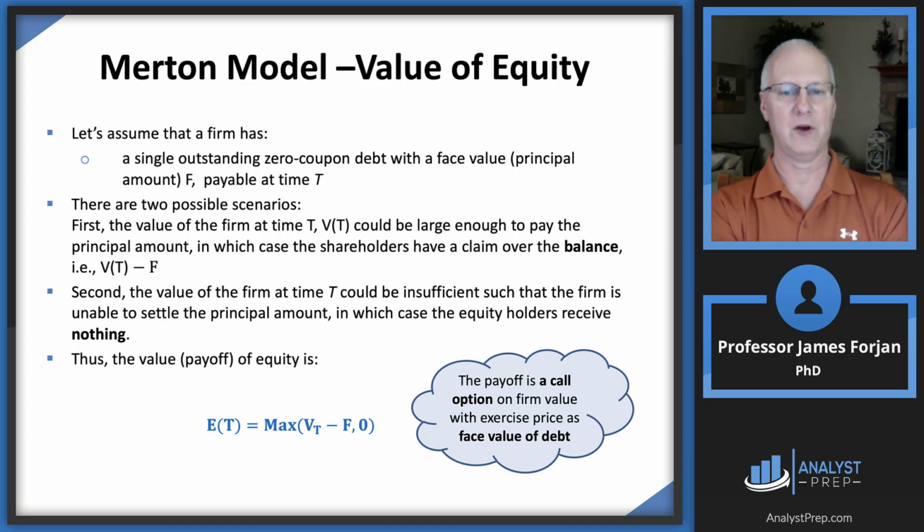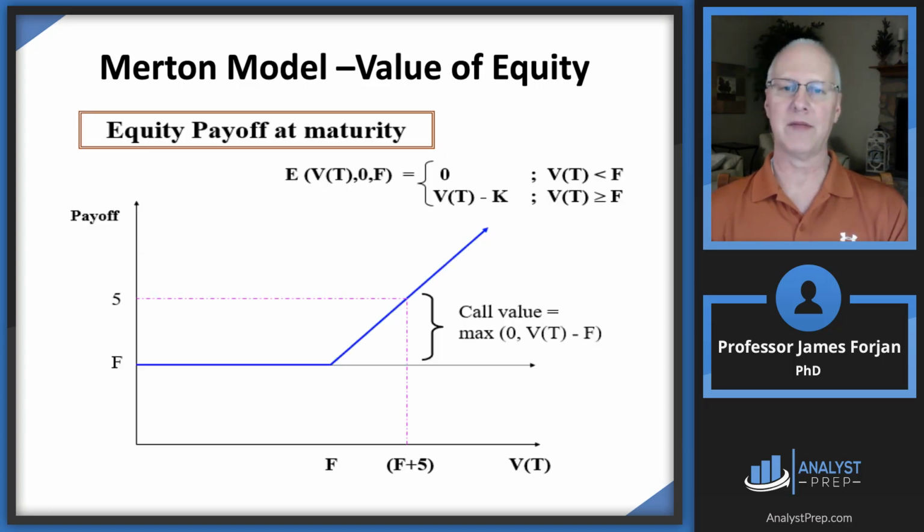All right, so the value of the equity is going to be equal to the maximum of the difference between the market value of the assets, there's the V_T, and then the market value of the zero coupon bond, and this is at maturity, so we'll just use that capital F. So it's the maximum of the difference between those two, or 0. So look in my little clouded sentence over there. The payoff is a call option on firm value with the exercise price as the face value of the debt. All right, nothing too fancy mathematically here.